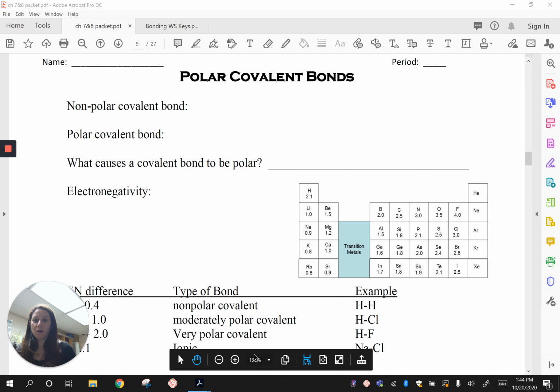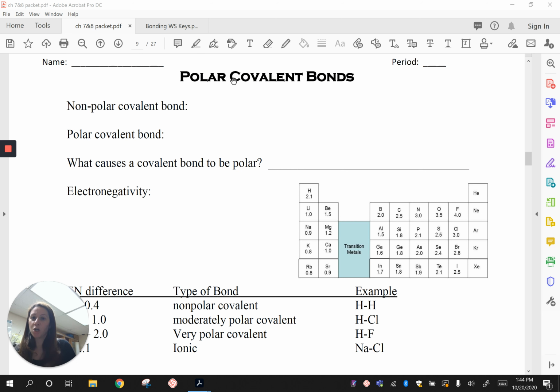So let's start by talking about what covalent bonds are. Covalent, we already talked about this, means that electrons are being shared. Co means together, valent means valence electrons. So in covalent bonding, the electron clouds are being shared. Those valence electrons are being shared between two atoms.